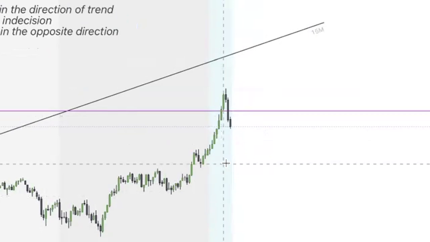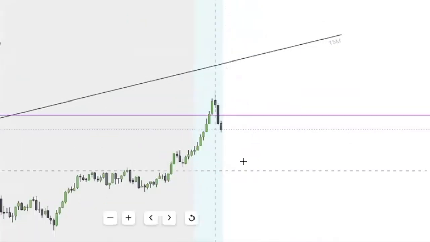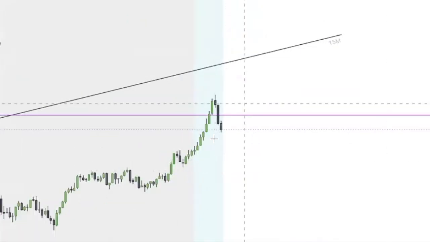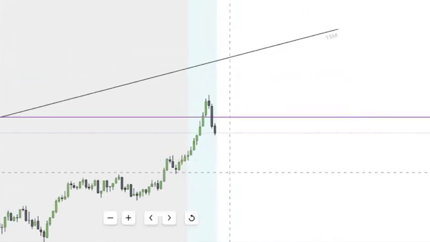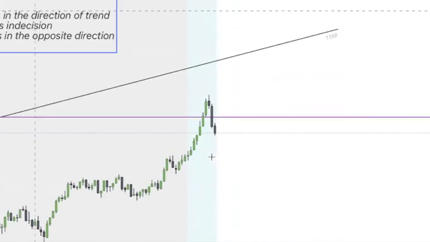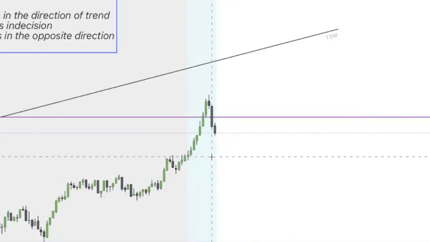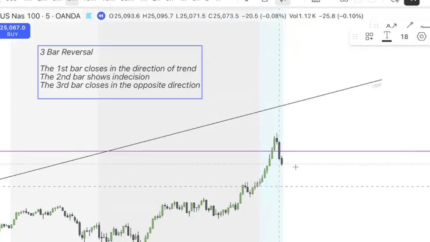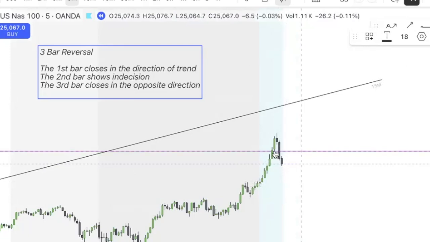The second bar is a bar of indecision because there's a wick on the top and a wick on the bottom, so that shows some indecision. It's similar to a doji candle. And this third bar is closing in the direction that's opposite of this short-term trend. And it's also closing beyond the first bar. It's engulfing the second bar, and we can tell that it's pretty strong because it's closing beyond this first bar. And so here we have our three-bar reversal.